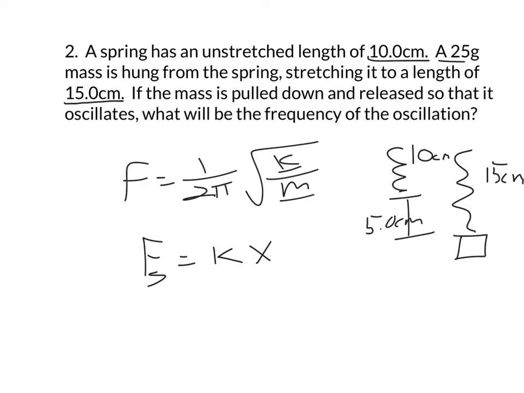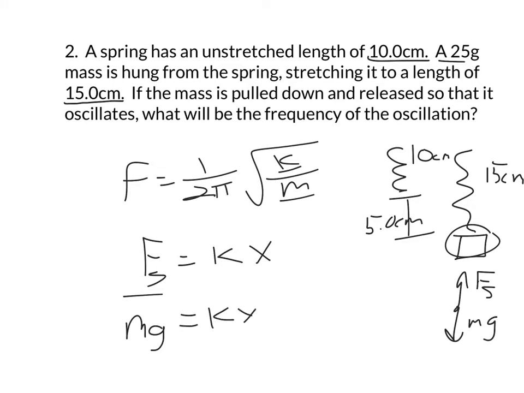So we have x, and the force then, well, we need a free body diagram. Well, the force then is mg down and spring force up, and we're assuming this is at equilibrium when they add the mass to it. So those are equal, so I can say that mg equals kx. I'm going to divide by x and get that. And I can plug that in, up here for k.